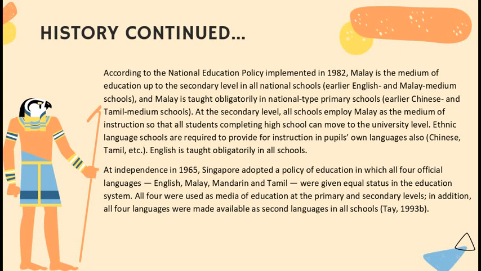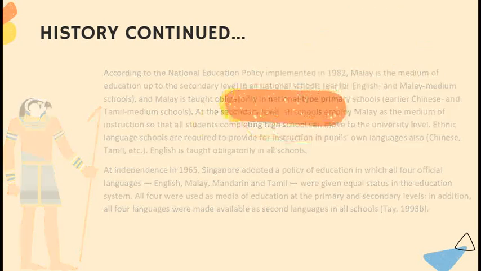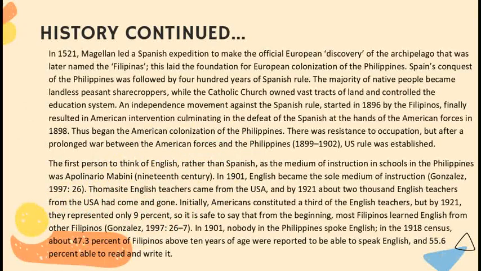At independence in 1965, Singapore adopted a policy of education in which all four official languages, English, Malay, Mandarin, and Tamil, were given equal status in the education system. All four were used as media of education at the primary and secondary levels. In addition, all four languages were made available as second languages in all schools.